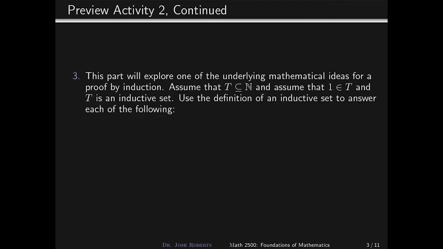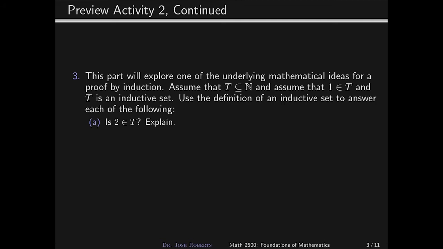Okay. So let's look at this next example. I'm going to talk about the underlying idea that makes proof by induction work, okay? So we're going to assume that T is a subset of the natural numbers, and that 1 is an element of T, and that T is an inductive set. And that's all we need. T is a subset of N, 1 is in T, and T is an inductive set. And we want to use that definition of an inductive set to answer these questions. Is 2 an element of T?